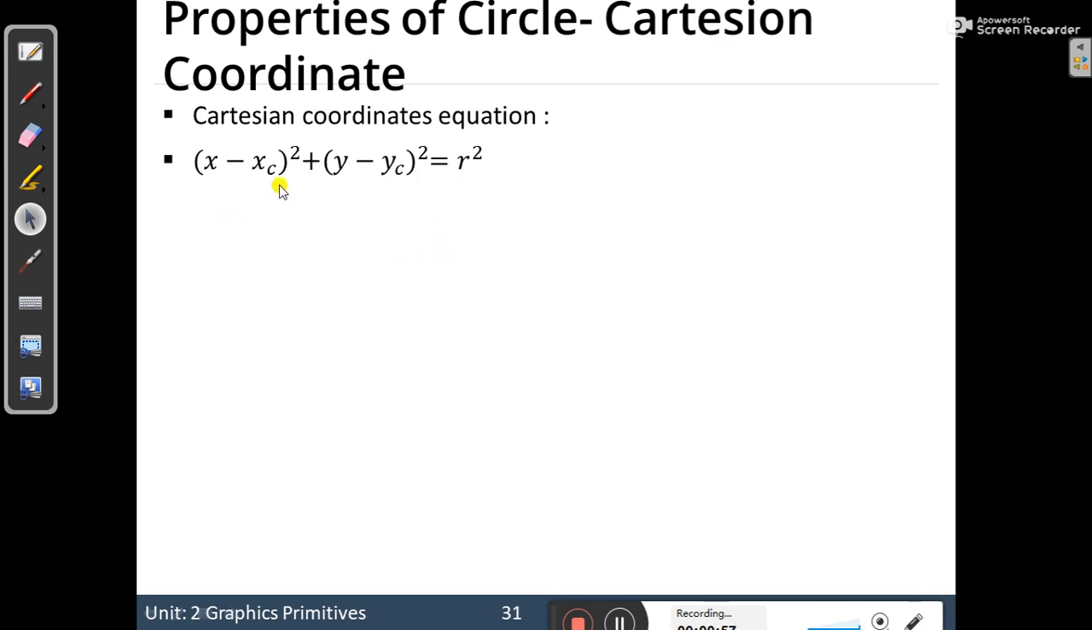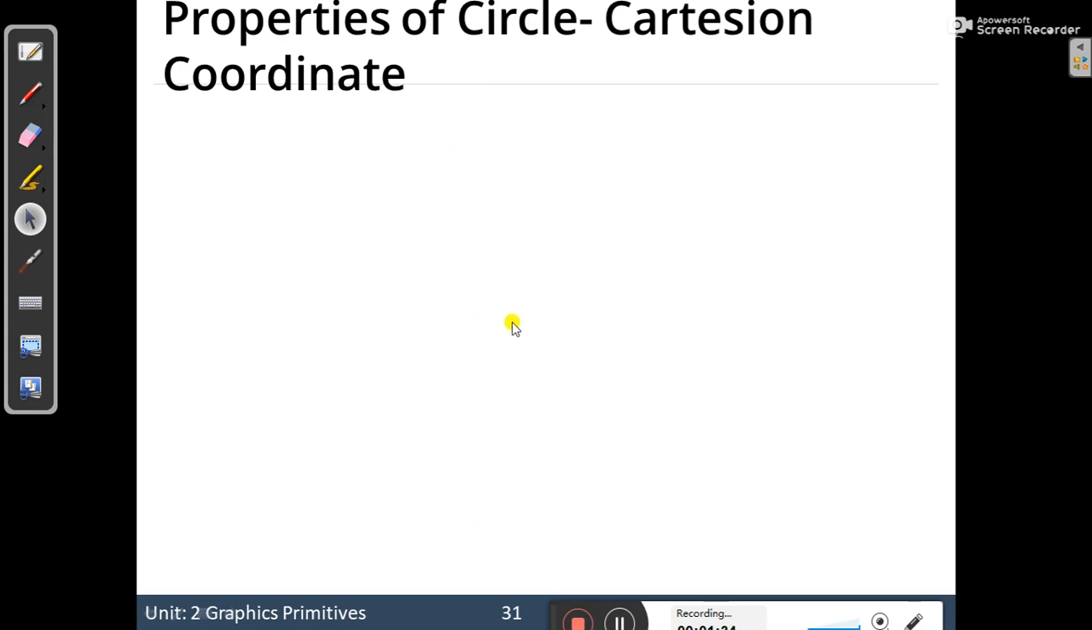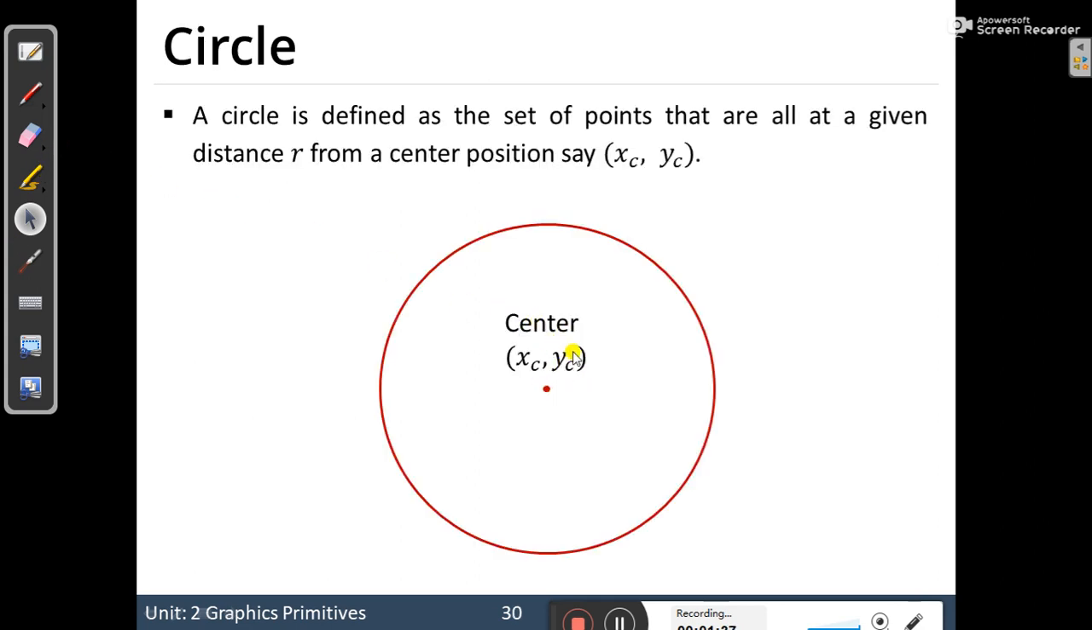Actually, we know that the equation is x minus xc, meaning any point minus the center, squared, plus y minus yc, the y value of any point minus yc, squared, equals r squared. Why? This is the Pythagoras theorem. You can see it in the previous slide.